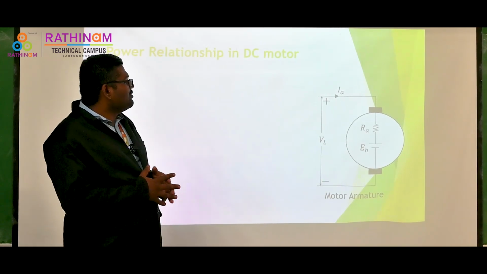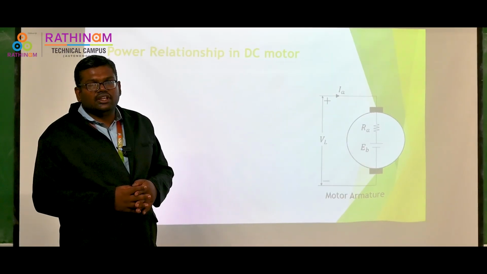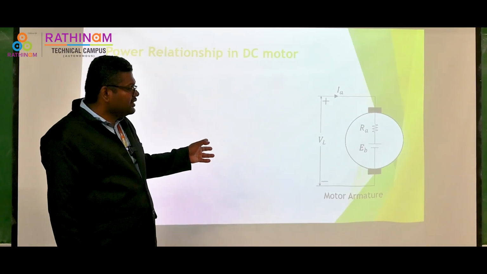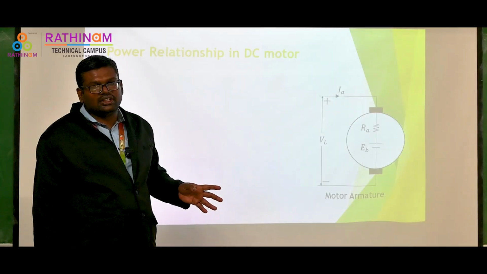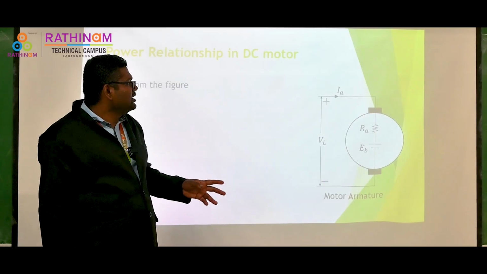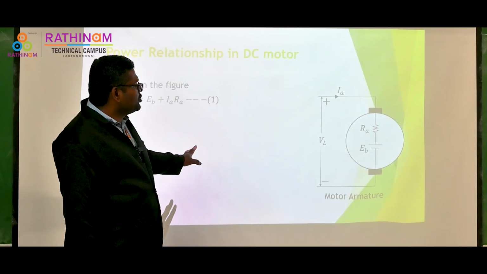So some of the power relationships of the electric DC motor. Types of motor: there are two types, AC and DC. Here it is the DC motor.